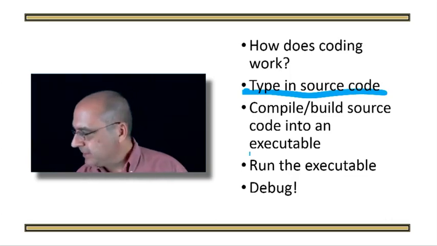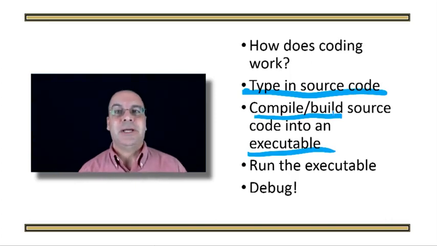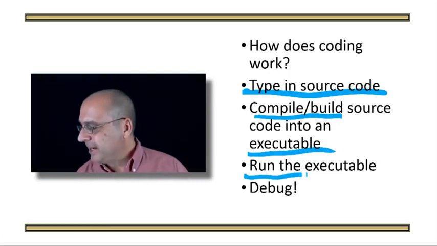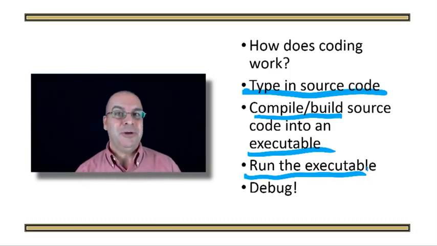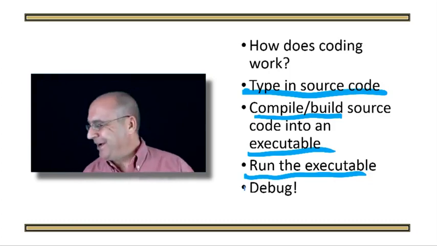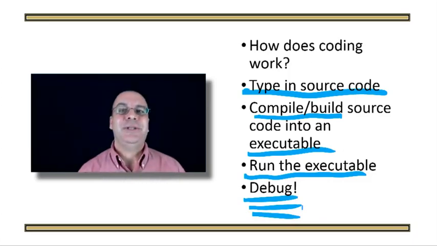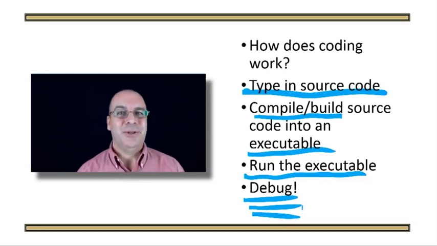So the next step is to actually compile and build that source code into an executable, something that the computer can actually understand so that it can be executed. After we've done that, we can now run the executable to play our game or run our program or whatever. And sadly, I'll underline this 3 times, a lot of times we actually need to debug our code as well. So we have to go through our code and find the mistakes we've made and fix them so that the game runs properly the way we intended it to.